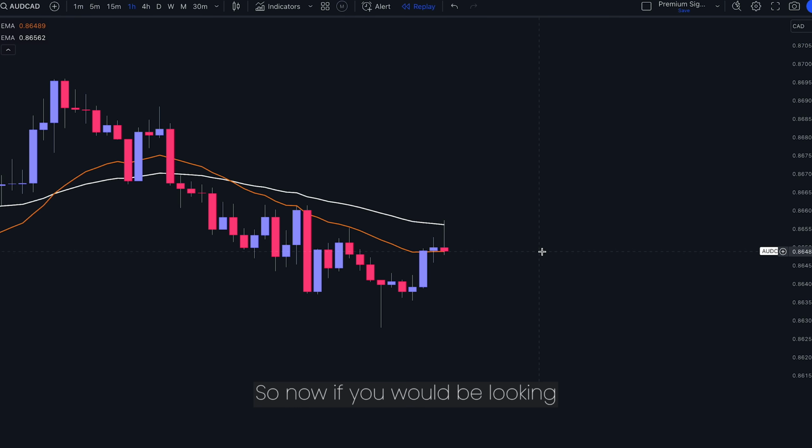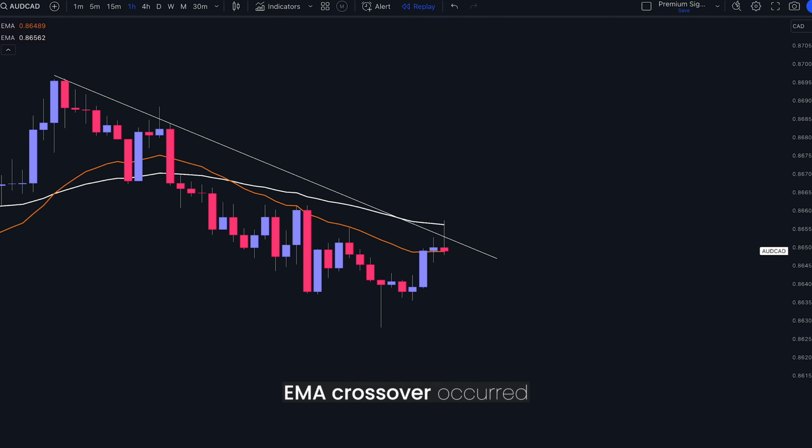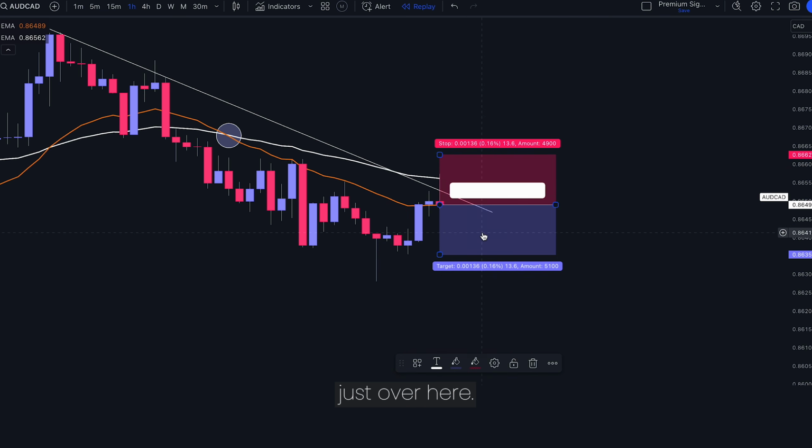Now if you would be looking for a sell trade opportunity, you would basically reverse the rules I just explained for your buy. So you will be looking for a crossover where the exponential moving average of 20 crosses below EMA 50, and you would wait for those two additional retests. I can clearly see that the downtrend is already forming just over here. If I grab the line tool, the EMA crossover occurred just over here. So, one rejection, second rejection, and you can enter on this closure just over here.